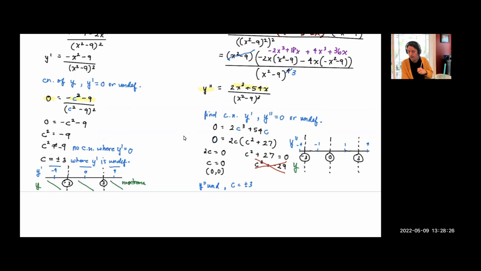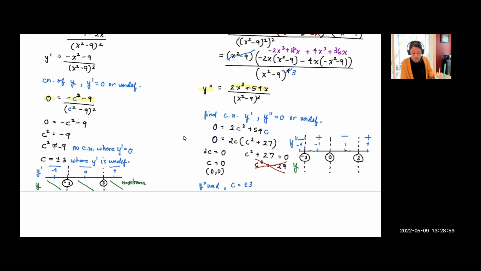So if I put in a -4 there, I'm going to get a negative number. If I put in a -1, it's going to be positive. It's going to be concave up in between -3 and 0. And if I put in a 1, and you can do this yourself, right? Put in a 1 there and see if you get positive or negative in that second derivative. You can know the pattern here. It's going to go minus and then plus.